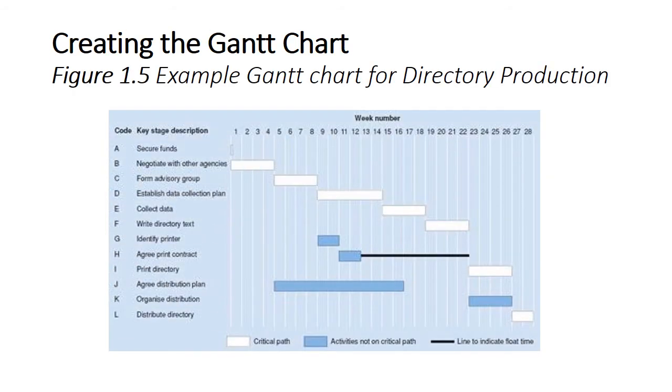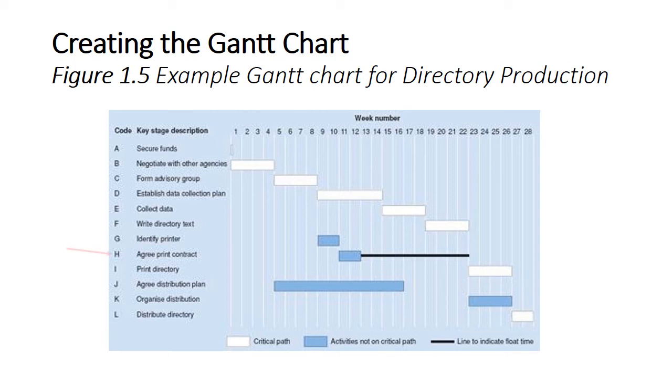As per the example shown in Figure 1.5, key stage K, organized distribution, starts at week 3 so that its endpoint coincides with key stage L, distribute directory. However, K could begin as early as week 17, as soon as key stage J is completed. Key stage K is therefore said to have slack.